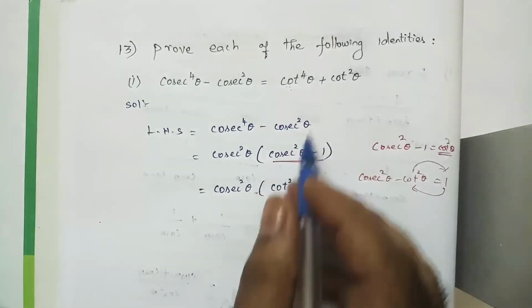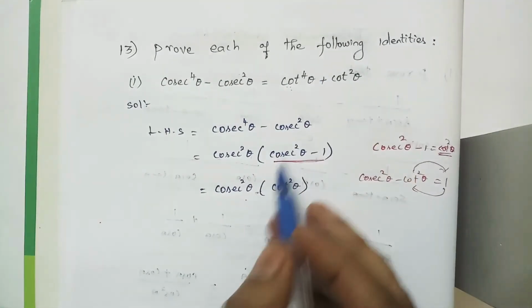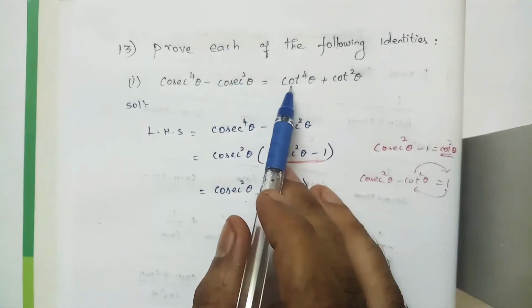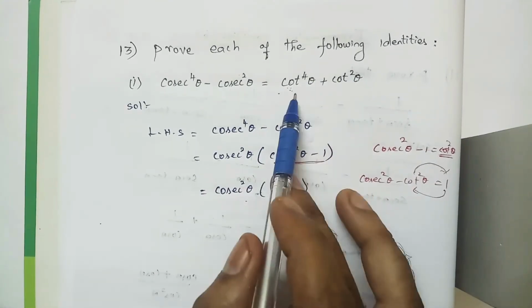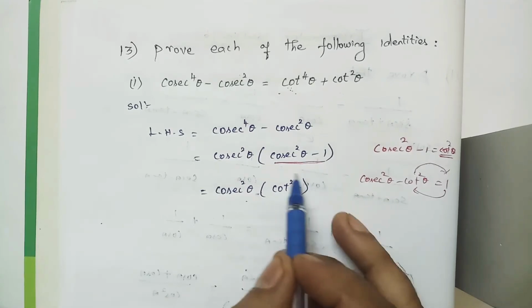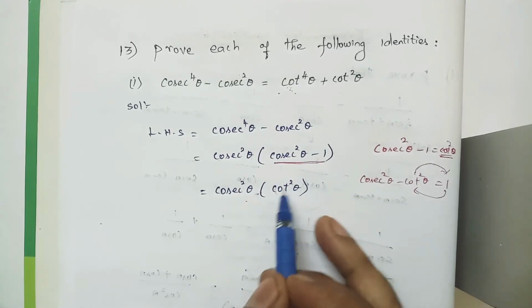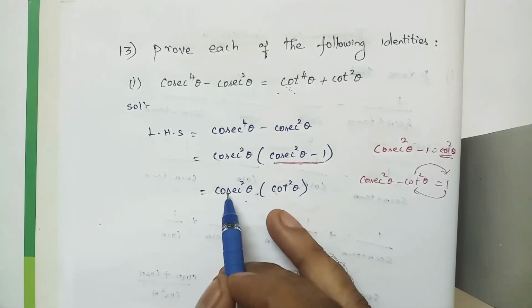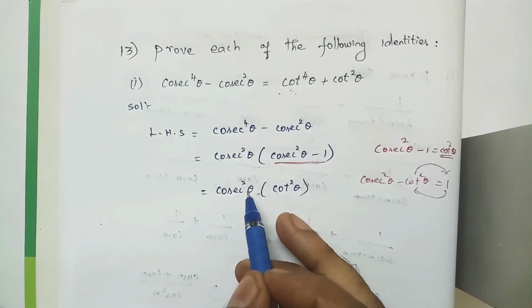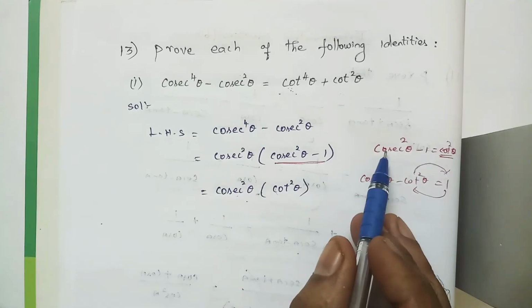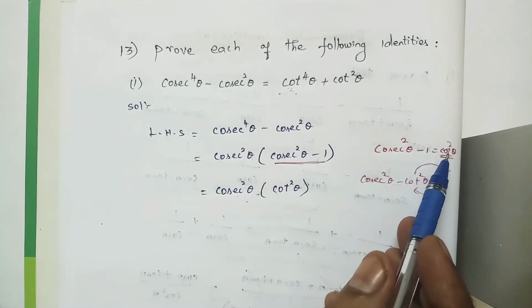See, just compare the RHS; somewhat we are closer, right? The RHS is nothing but in terms of cot. So here we got the cot square theta, and extra we are having cosec square theta. We can convert this cosec square theta in terms of cot. Cosec square theta is equal to what? 1 plus cot square theta, right?